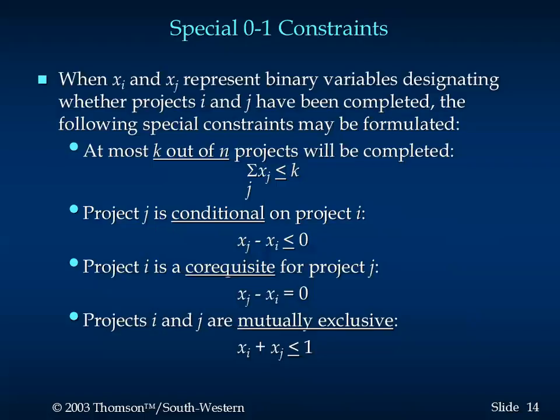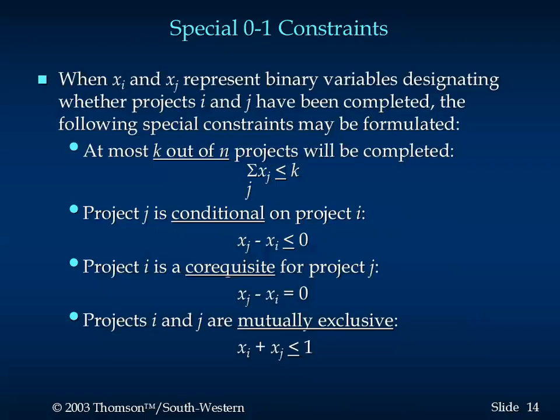Okay. Now, project i is co-requisite to project j if both are equal: xi equals xj. So if xi is 0, xj will also be 0. So if we don't complete project i, we won't complete project j. If we complete project i, automatically project j also has to be completed. So if I put xi equals xj, automatically both will be completed or not completed together.